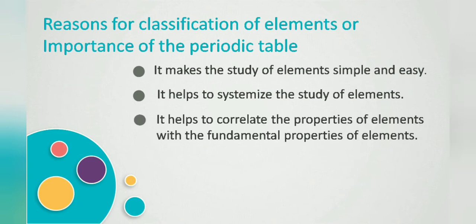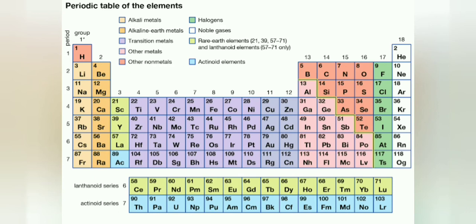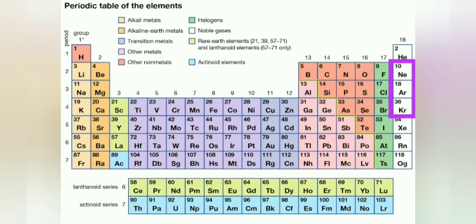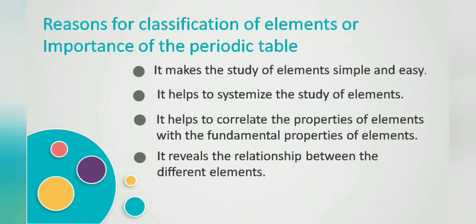It also helps to correlate the properties of elements with the fundamental properties of elements. For example, see here the elements neon, argon, krypton have 8 electrons in their last shell and all these elements are inert gases. It reveals the relationship between different elements.